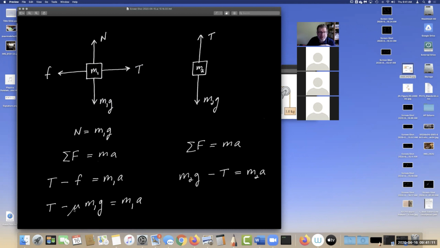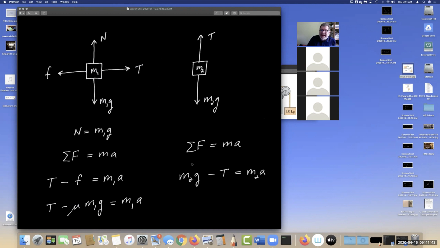The tension minus mu M1G is equal to M1A. Perfect. Except I can't solve for the acceleration of the block that's on top, because I know its mass, I know G, I know mu, but I don't know the tension. The whole deal with this type of problem, and really the reason why we do this, is that I don't know what the tension is, and I don't know what the acceleration is. I'm going to have to find it.